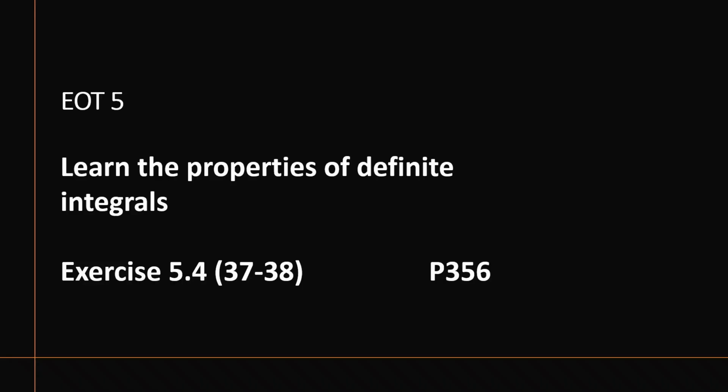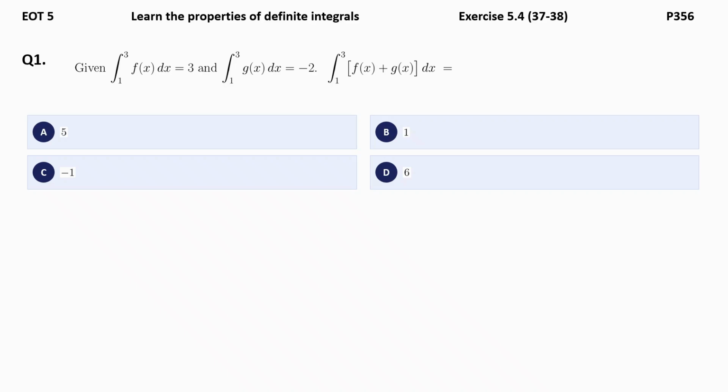Moving forward, how to use the properties of definite integral to evaluate a given situation. Direct calculation type. You are asked to do f of x plus g of x, where the same limits 1 to 3, f of x value is given as 3. So it's nothing but 3 plus the value of g of x, which is given as negative 2. So plus negative 2. What is 3 plus negative 2? It is 1. That is option B.